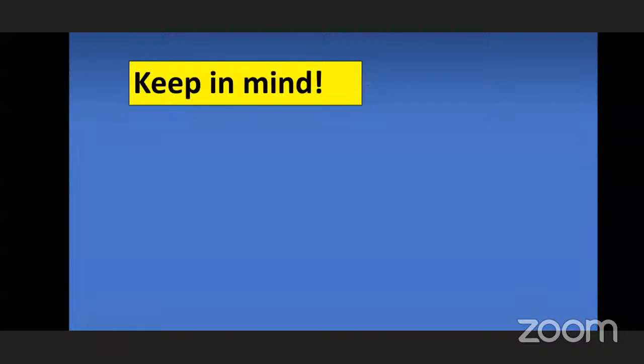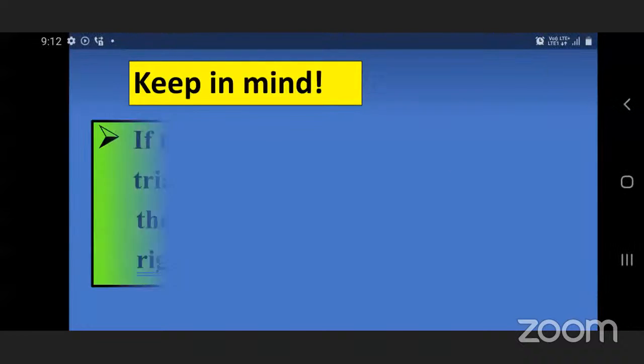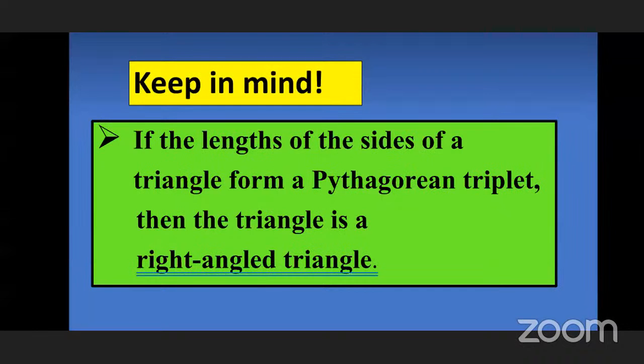Now, we have seen the Pythagoras theorem. We have seen the Pythagorean triplet also. From that Pythagorean triplet, we will learn one more thing, and you have to keep that in your mind. The sides which are making a Pythagorean triplet are making a right angled triangle.